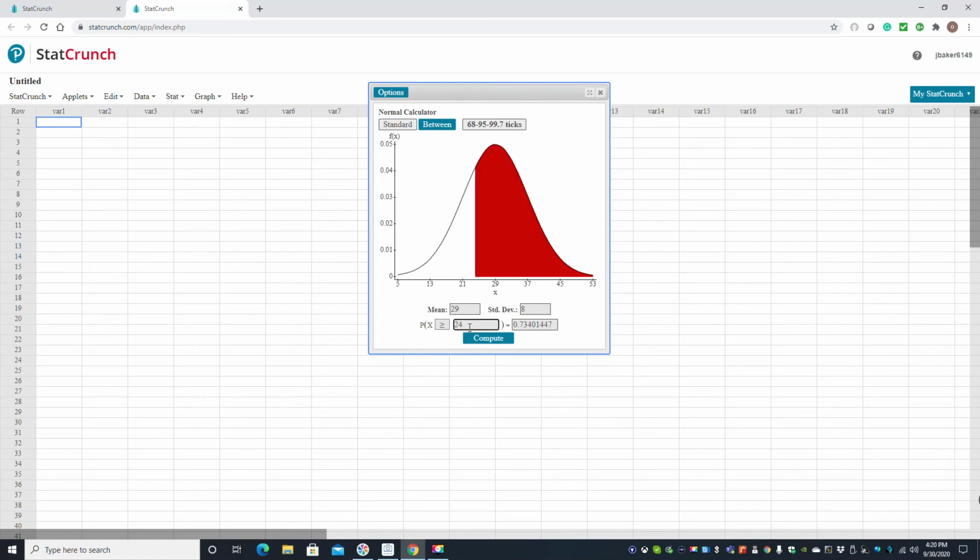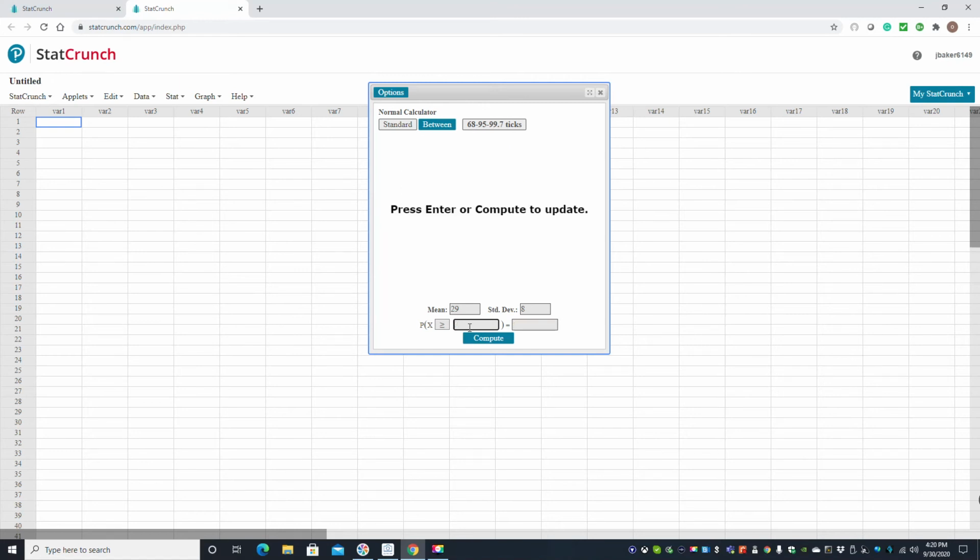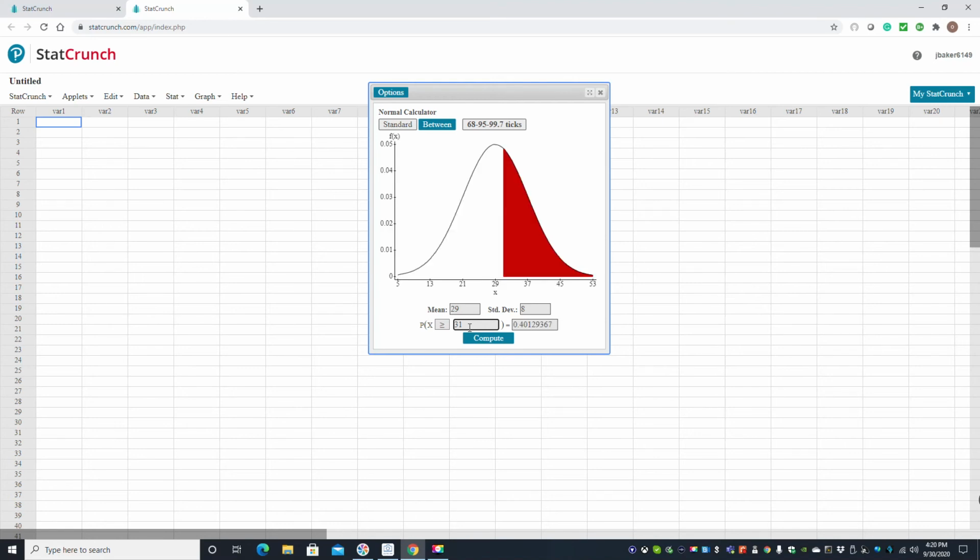Okay, greater than 24. Click it, and now I've got 0.7340, or 73.40%. Okay, and then we've got greater than 31. Click it, and now I've got 0.4013, or 40.13%. Now, what if you want to do in between, like the other ones?